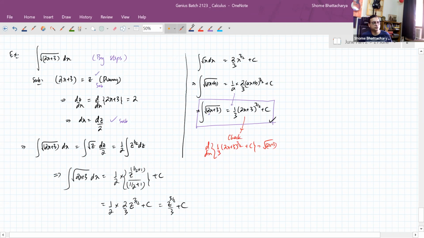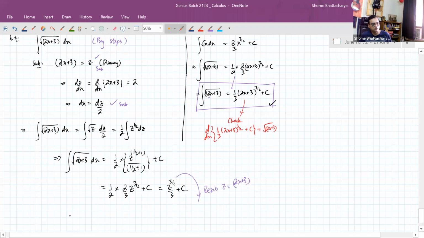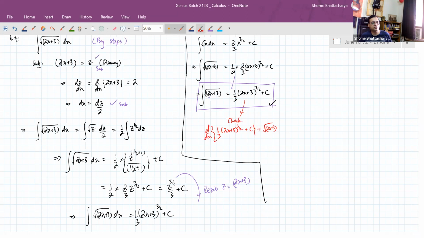Now we have to do the resubstitution. We resubstitute our dummy variable z as 2x plus 3. That gives us the final step: integration of square root of 2x plus 3 with respect to x gives us (2x plus 3) to the power 3 by 2 divided by 3 plus c. So you can see that what I've done by direct formula here is basically going by all the steps over here.